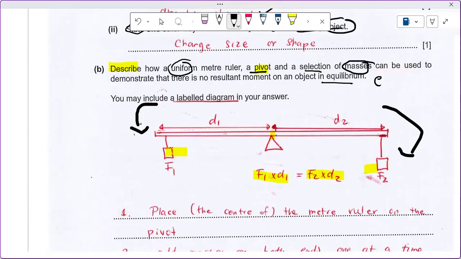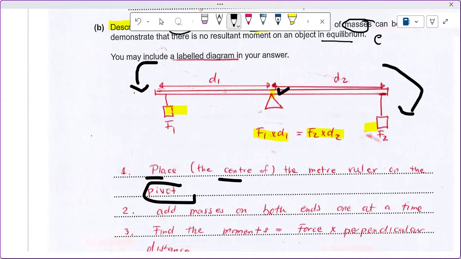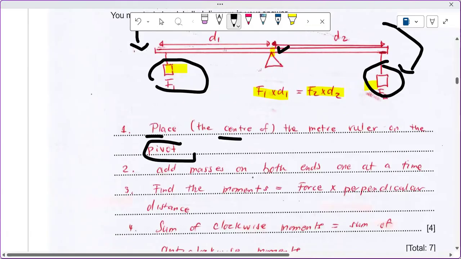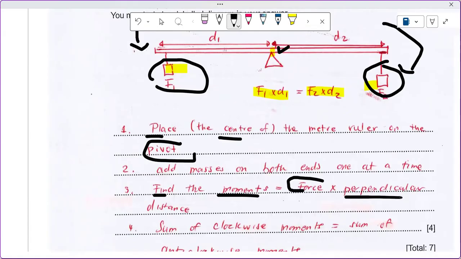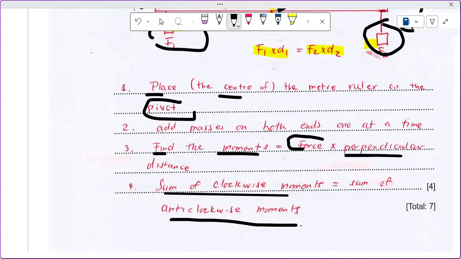All right. So here now, they are telling us to plan the experiment. So what are we going to do? We're going to place the center of the meter rule on the pivot, as you can see here, and then add masses on both ends at the same time. Why are we putting them at the same time? So that we can find the balance already. Then we add masses on both ends, or on one end, and then find the moments, because we need to find the moments. And a moment is force multiplied by the perpendicular distance. Then we must state that the sum of clockwise moments equals the sum of anti-clockwise moments. Then we prove that that particular object is actually in equilibrium. All right.